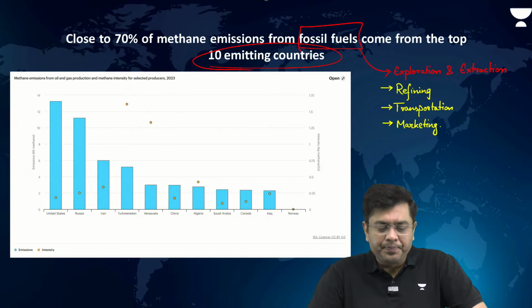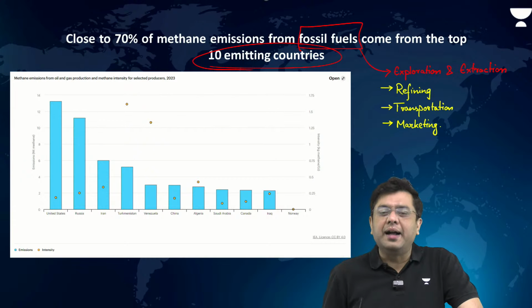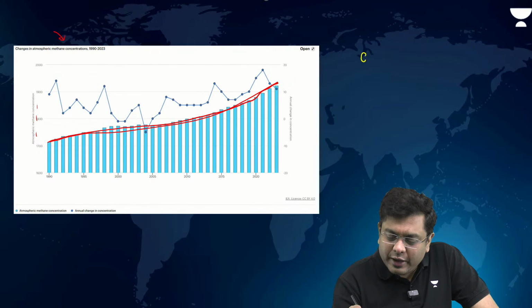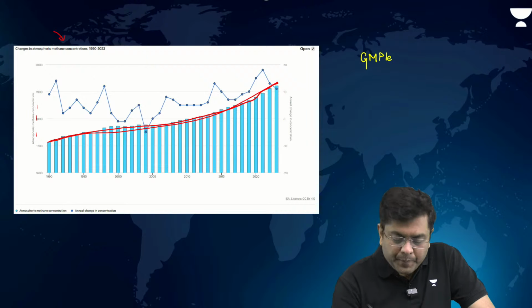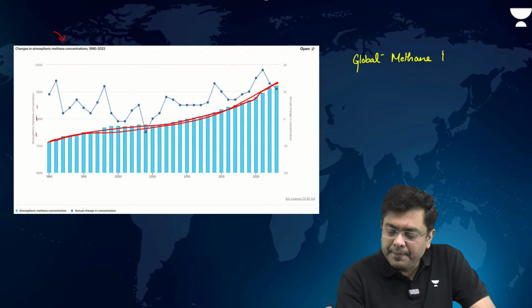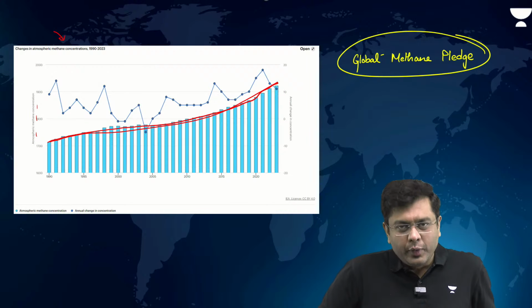the emitters of methane. In order to get rid of this problem, various countries, particularly led by the US and the EU, signed the Global Methane Pledge. This Global Methane Pledge was signed when? When we talk about the Methane Pledge, so you have the Global Methane Pledge. When was this signed? So this aims to reduce methane emission by 30% by the year 2030.